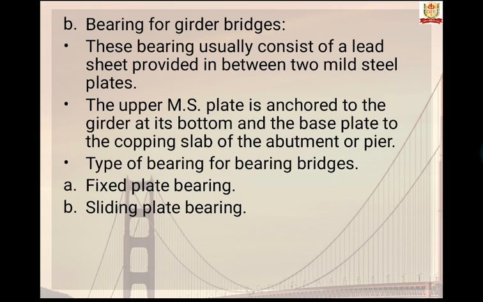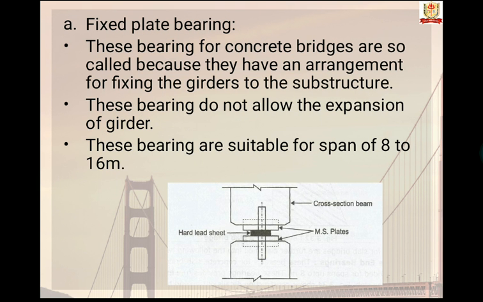Types of bearing for girder bridge: fixed plate bearing and sliding plate bearing. Fixed plate bearing: these bearings of concrete bridge are so called because they have an arrangement for fixing the girder to the substructure. This bearing does not allow the expansion of the girder. These bearings are suitable for spans of 8 to 16 meters.